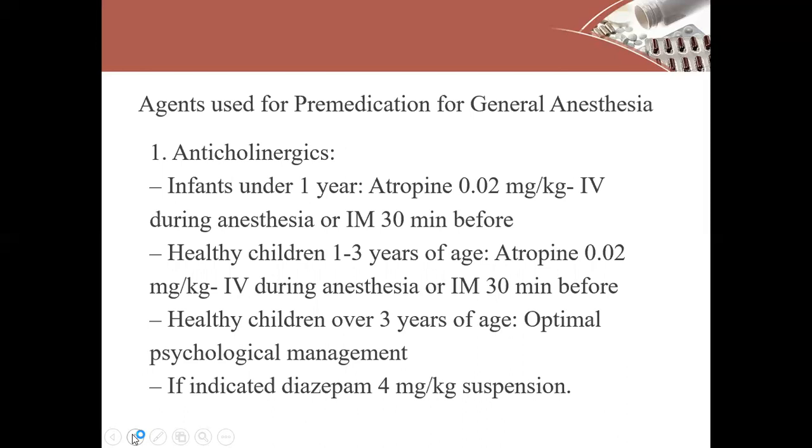In infants under the age of 1, atropine is given 0.02 milligram per kilogram IV during anesthesia or IM 30 minutes before. For healthy children 1 to 3 years of age, atropine 0.02 milligram per kilogram IV during anesthesia or IM 30 minutes before. And for healthy children over 3 years of age, with optimal physiological development, it is indicated to give diazepam 4 milligram per kilogram suspension.